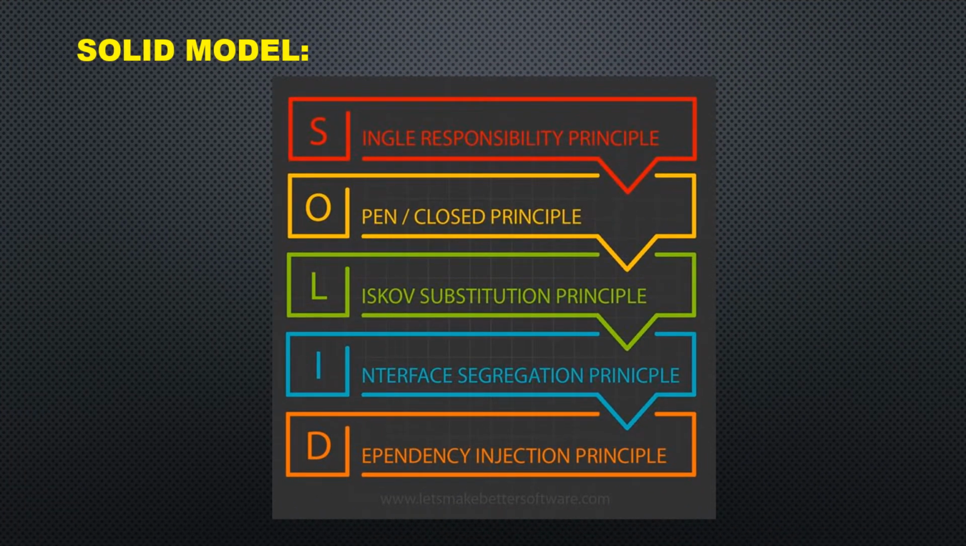Knowing the basics is one thing, but writing good quality code is another. This is where the five most important software design principles come into play. They are single responsibility principle, open closed principle, Liskov substitution principle, interface segregation principle, dependency inversion principle.